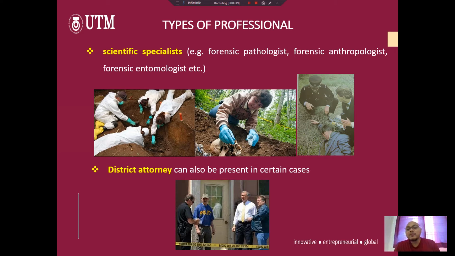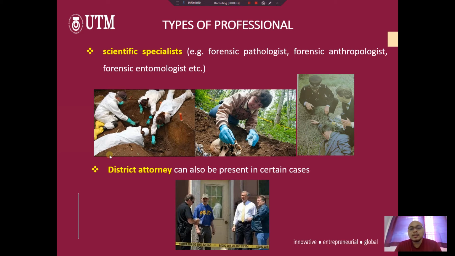For example, you found a body that is already rotten, under bad decomposition. So you call the entomologist to get their advice on how to collect and preserve the sample. In some situations, you need to call the pathologist, who needs to be present to confirm the death of the victim. So that is the kind of forensic specialist that can be invited to the crime scene.